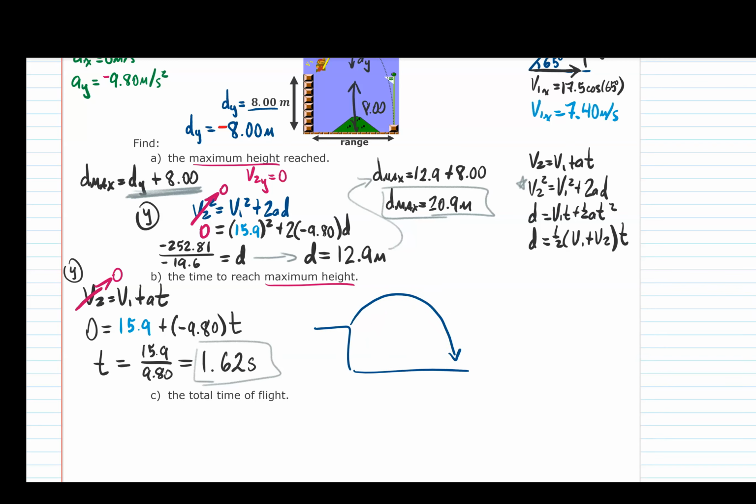The time to reach maximum height is when he is at this point. How long did that take? Okay, that's all we're looking for. That is not the total flight time. It's not the total flight time. It's just to reach that height.